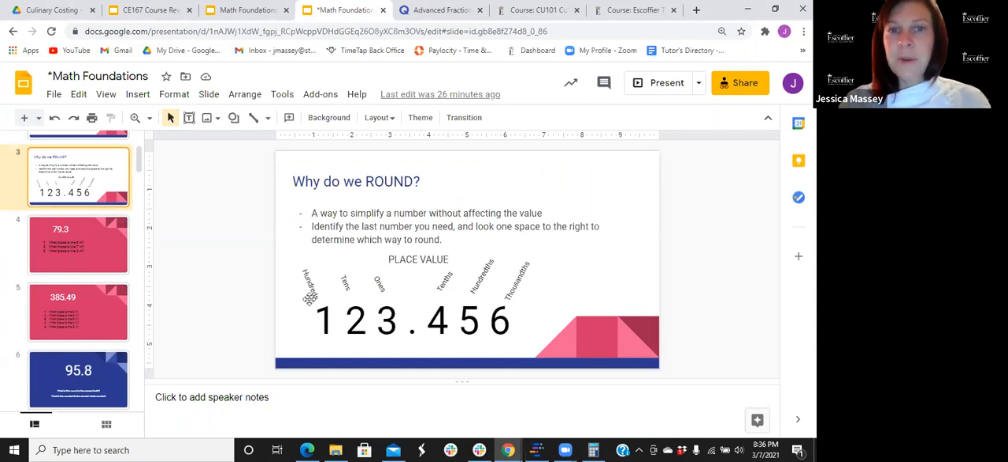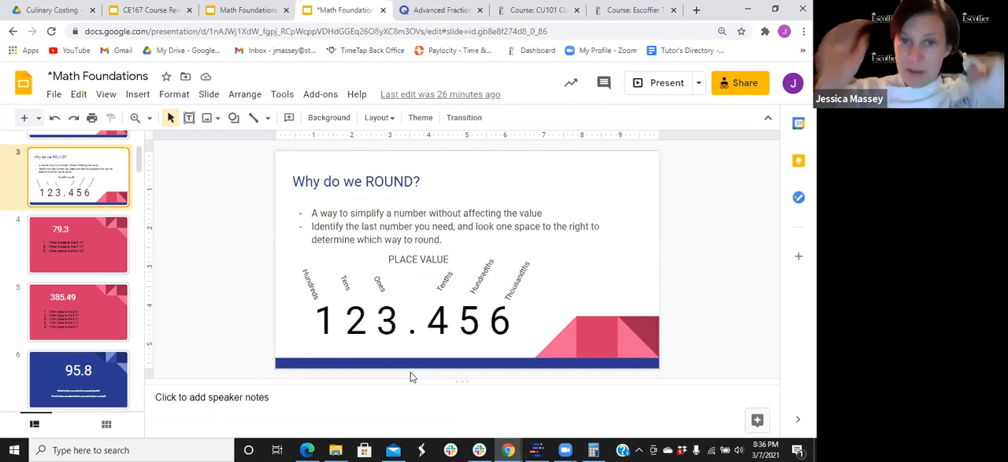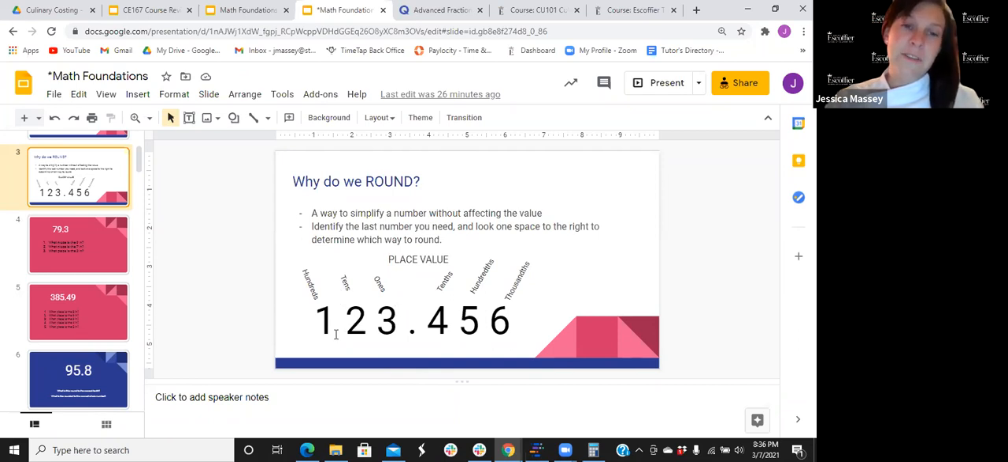Just to know, the placement of your numbers is huge. You can't round to the nearest hundredth if you don't know which one's the hundredth. To walk you through, the ones to the left of the decimal are whole numbers. I'm pretty sure most of you got that part down. So we've got our hundreds, our tens, our ones.